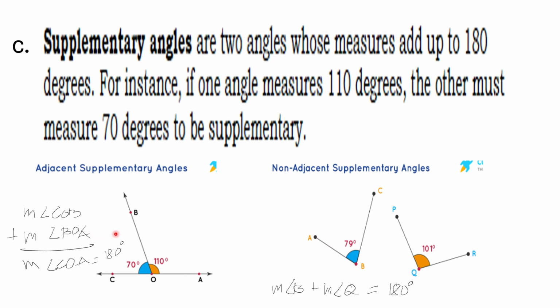So here, the measure of COB equals 70, BOA is 110. When added, it will give you the measure of angle COA, or a straight line, which is equal to 180 degrees. On the other side, the measure of angle B is 70 plus the measure of angle Q, which is 110, is equal to 180 degrees.